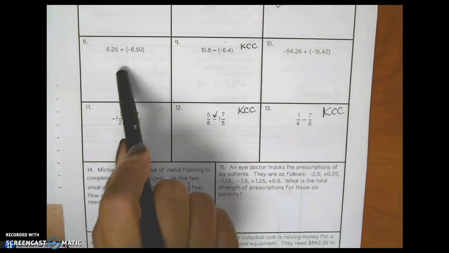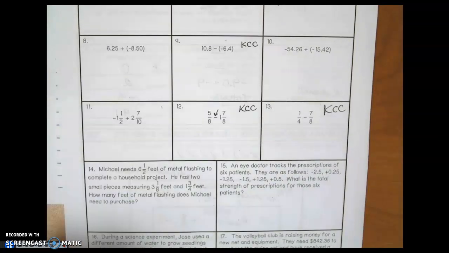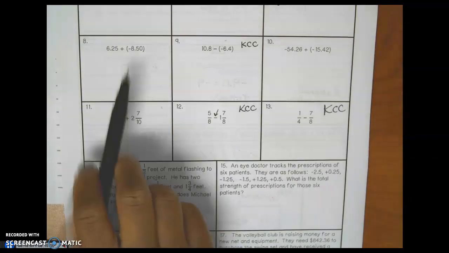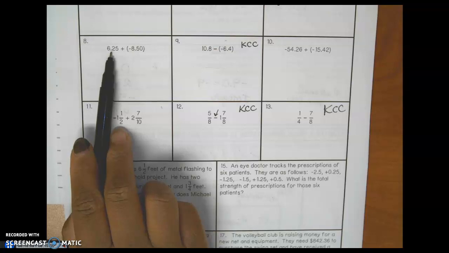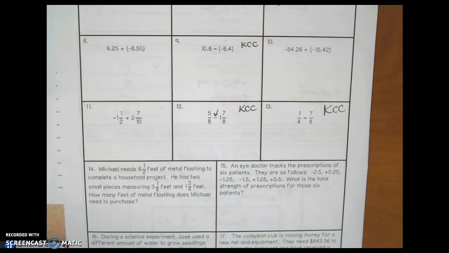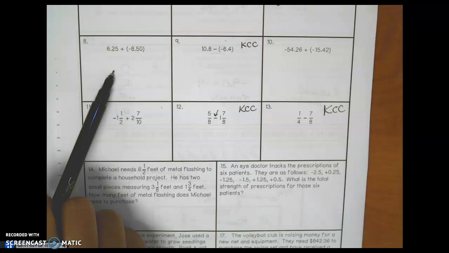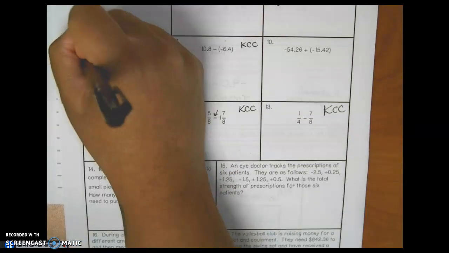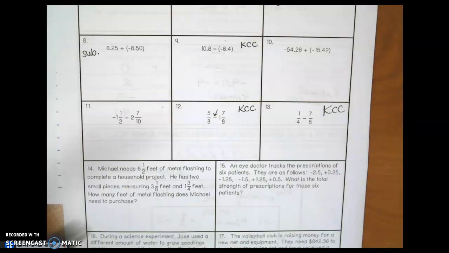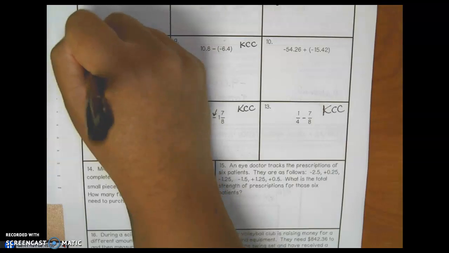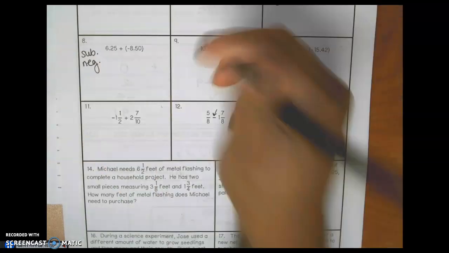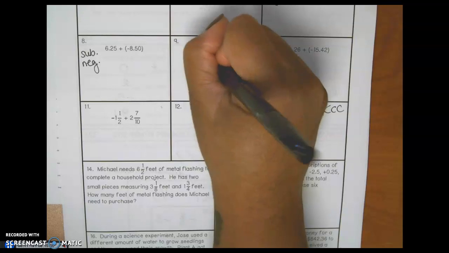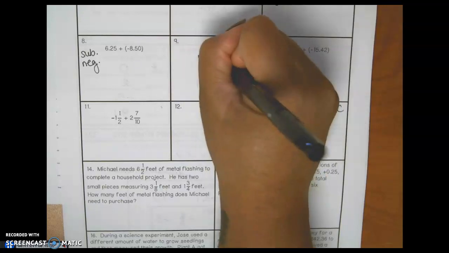What do I do here? Add or subtract? This is a positive 6 1/4. This is a negative 8 1/2. What kind of answer will I get? Positive or negative? Keep, change. 10.8 plus 6.4.